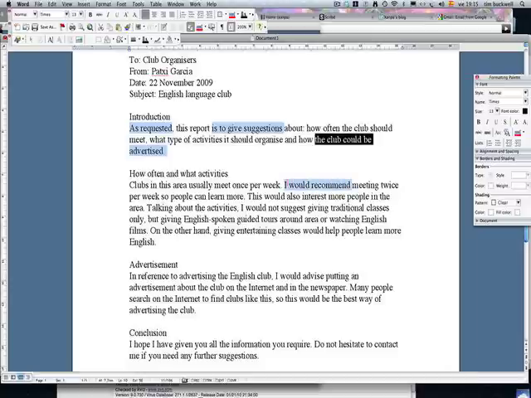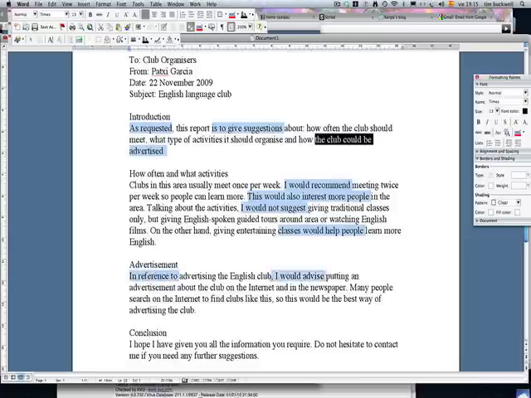I would recommend, nice formal expression. This would interest more people. By talking in this hypothetical tone, then you're being formal. I would not suggest. Good language for making suggestions. This would help people. Classes would help people. Again, this hypothetical concept of if you were to follow my ideas, this would help. That's very formal language.